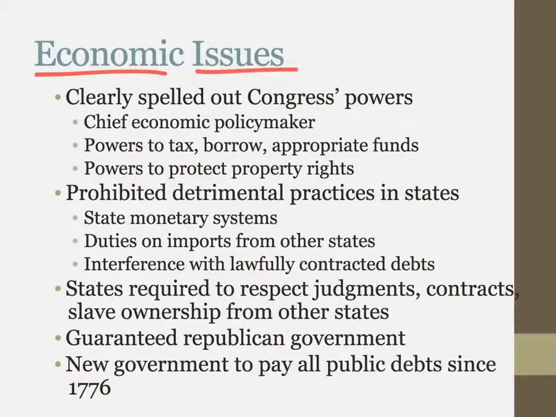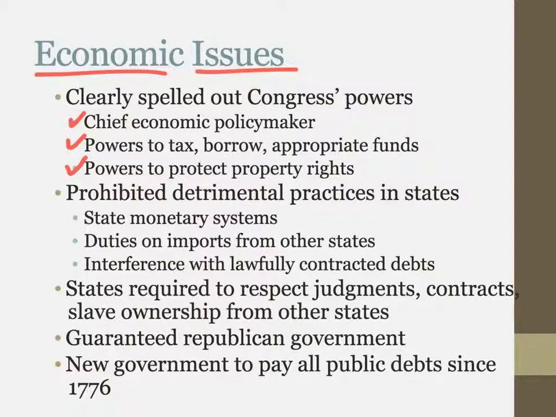Economic issues, very important to people with property, very clearly spelled out what Congress is to do. Congress is going to be the chief economic policymakers. They can tax, borrow, and appropriate funds. These are all things which the Articles of Confederation didn't allow them to do. And they protect property rights, both physical property but also intellectual property.